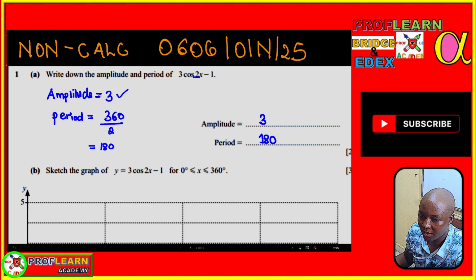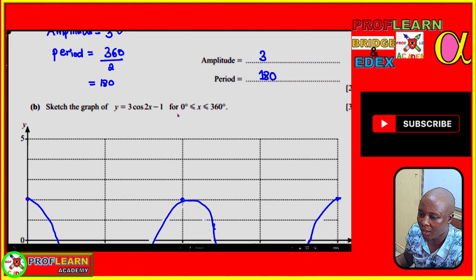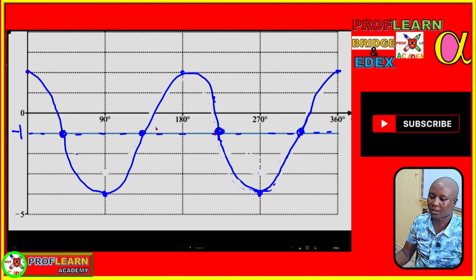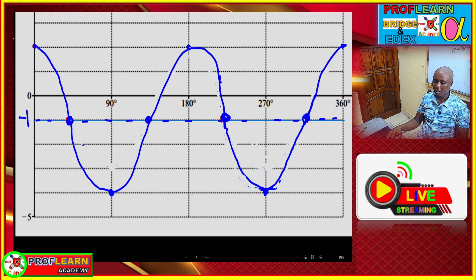In order to sketch that, because we have -1 here, it means that the midline is going to be shifted 1 step down from the x-axis. So the graph is going to look like this. And in the event you'd like to sketch the graph, you need to remember that the amplitude must be 3. So you can see from here 1, 2, 3, the maximum point and minimum point will be that. And the midline is going to be on the line y = -1. So basically that's what we're going to do at that point.